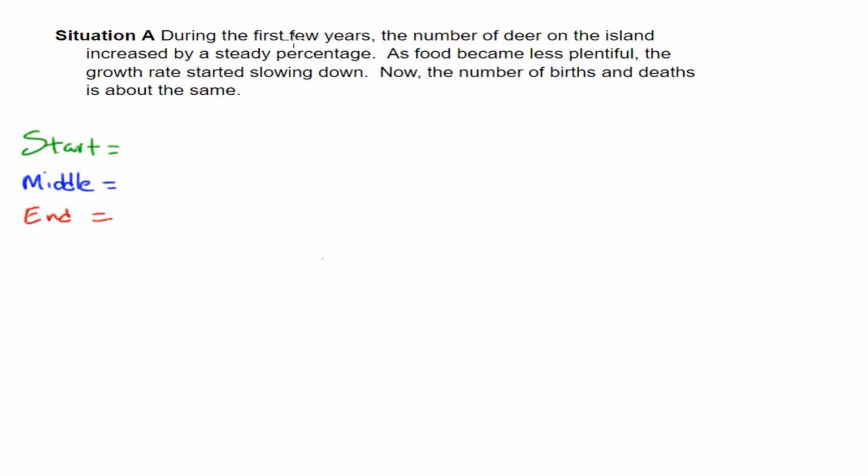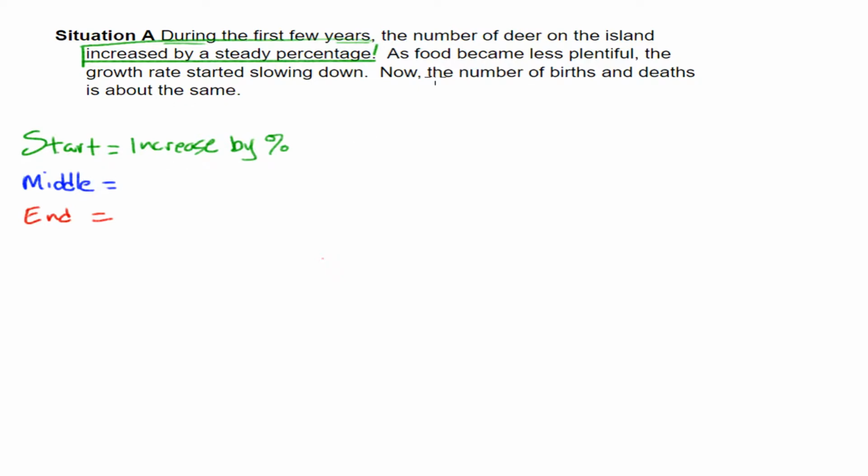During the first few years, so we know we are talking about the start now, the number of deer on the island increased by a steady percentage. So we have an increase by percent, which means we're actually going to get a curve up. It's going to be increasing, curving up kind of like an exponential graph.